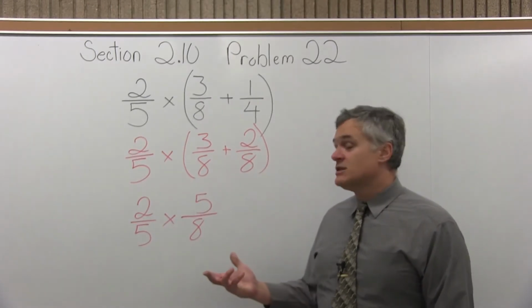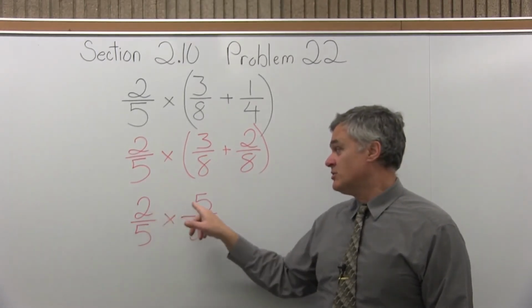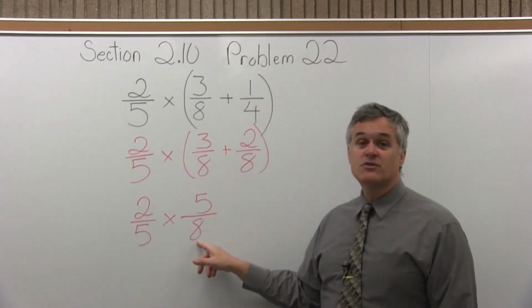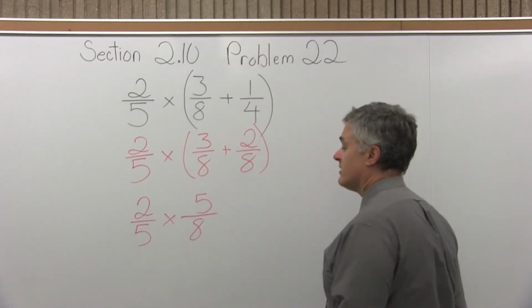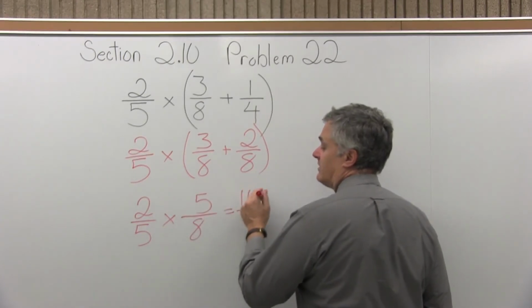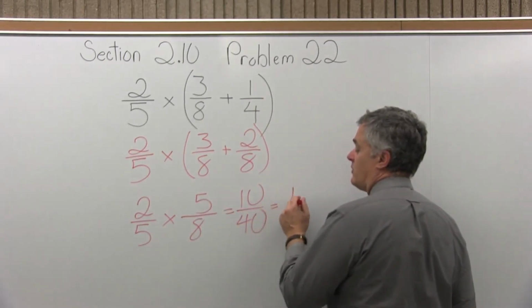Now this is one of those cases where you can multiply everything and then reduce the answer. If I multiply across the top, 2 times 5 is 10, and across the bottom, 5 times 8 is 40. I would have 10 over 40, which reduces to 1/4. 2 times 5 is 10. 5 times 8 is 40. 10 over 40 is 1/4.